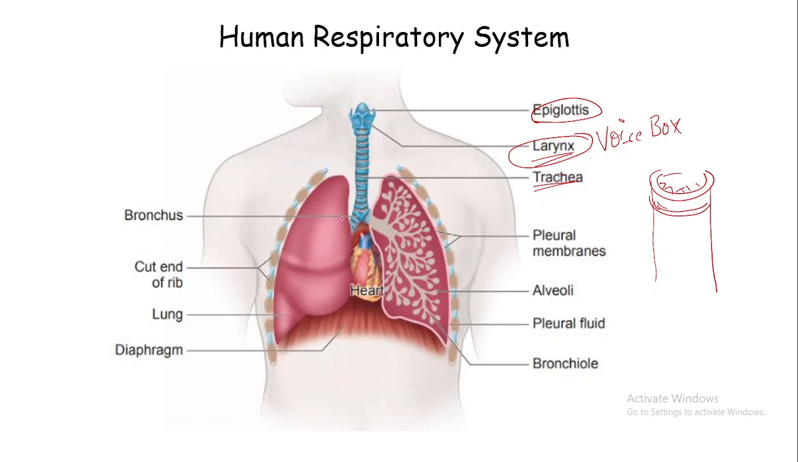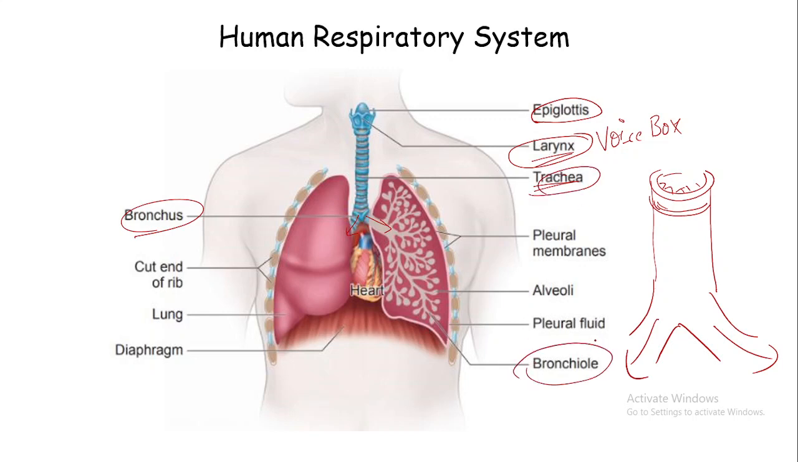Further, at the end of the trachea, we see a branching called the bronchus. One bronchus enters the right lung, the other enters the left lung. The bronchus then divides further, similar to a branch. These branches are called bronchioles, so the bronchus divides into many finer bronchioles.